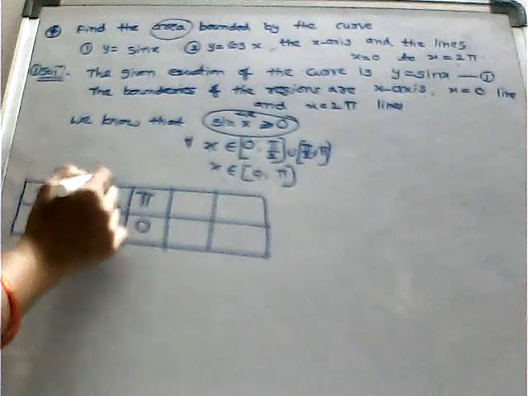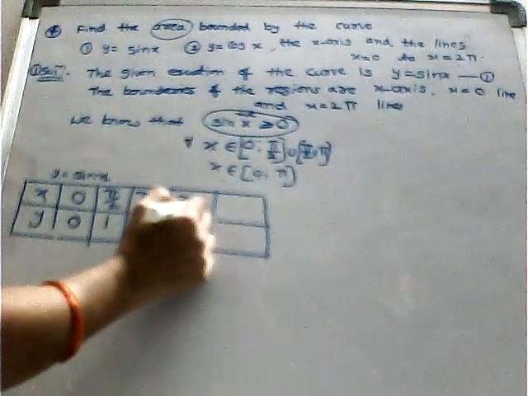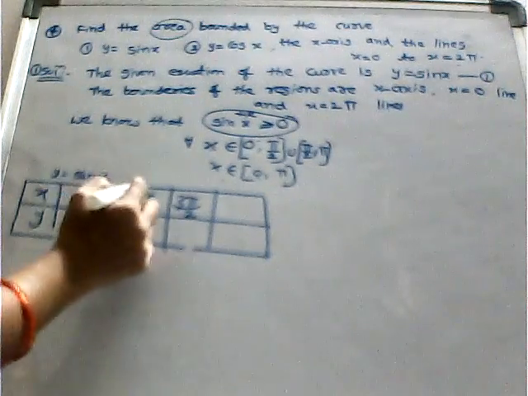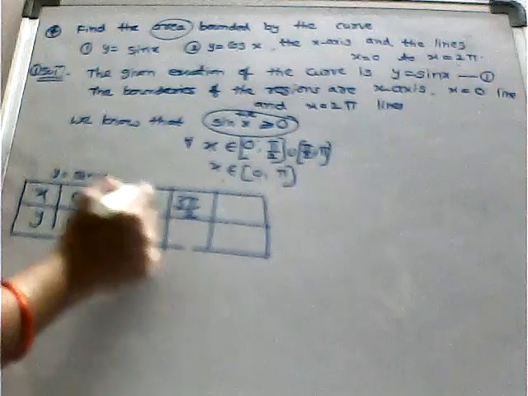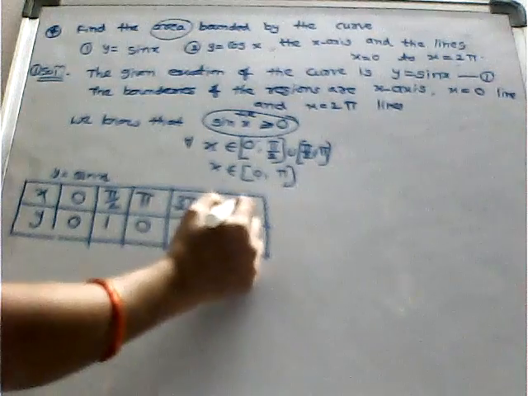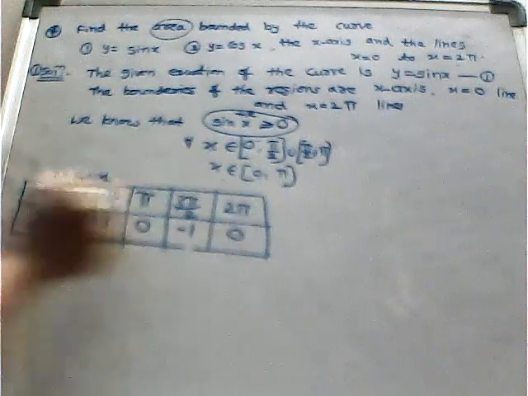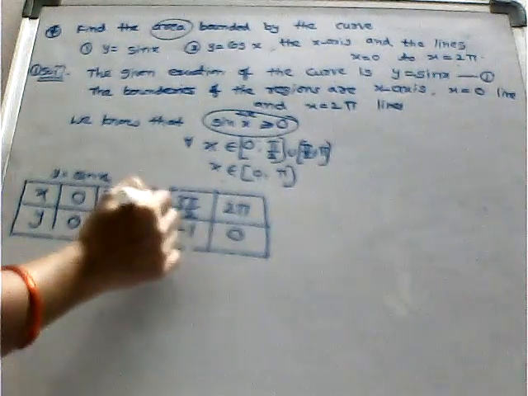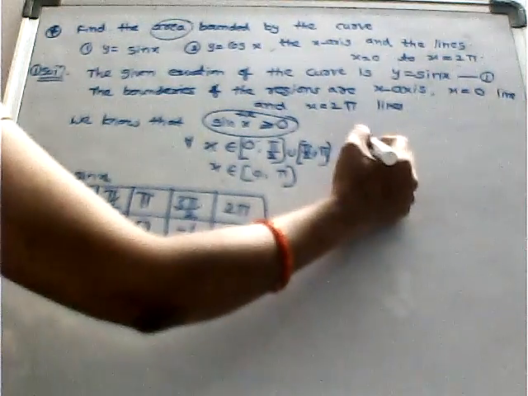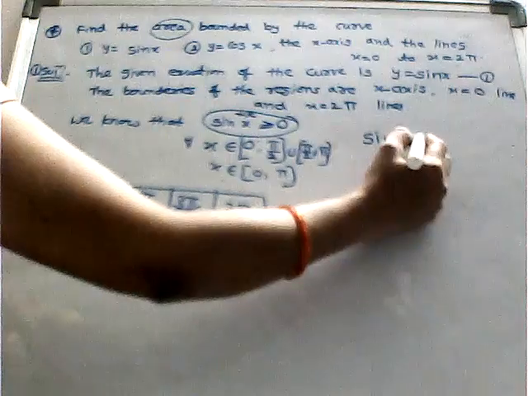Next 3 pi by 2, with the difference pi by 2 we take the values of x. Sin 3 pi by 2 value is minus 1. Next 2 pi: sin 2 pi value is equal to 0. Sin 3 pi by 2 value is equal to minus 1. How? We will explain that.